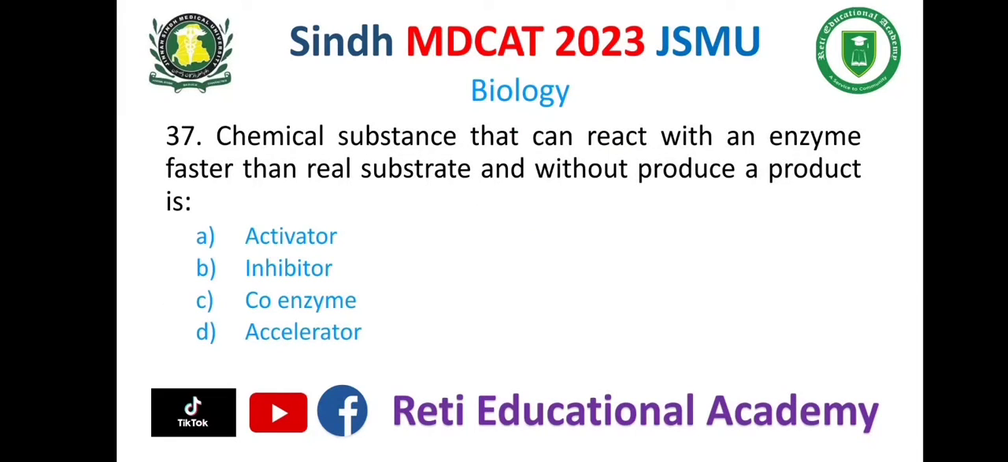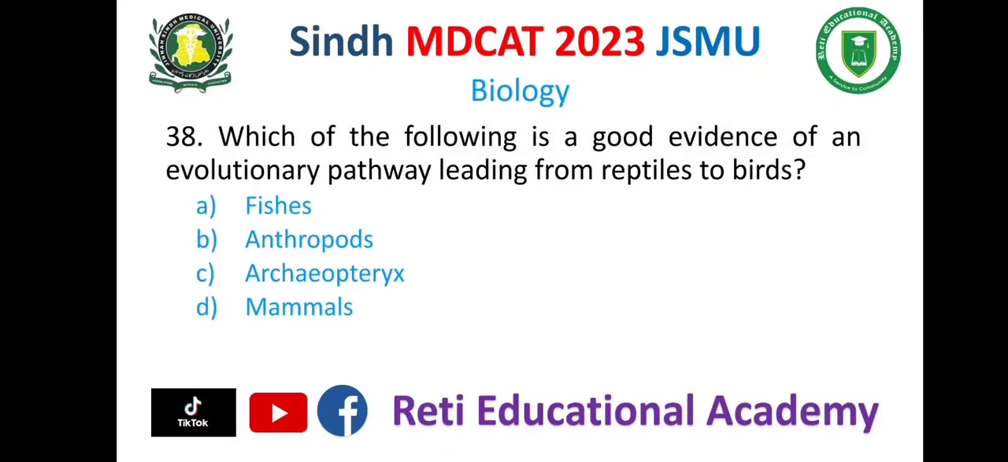Question number 37. A chemical substance that can react with an enzyme faster than the real substrate and without producing a product is A. Activator, B. Inhibitor, C. Coenzyme, D. Accelerator. And the correct option is B. Inhibitor.